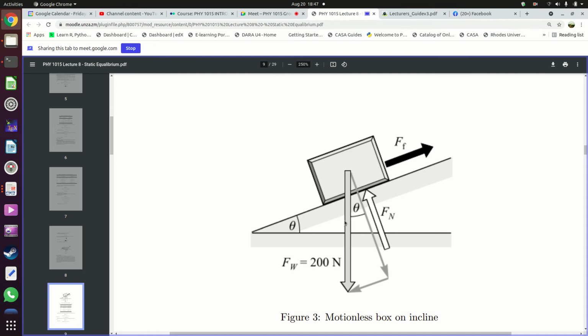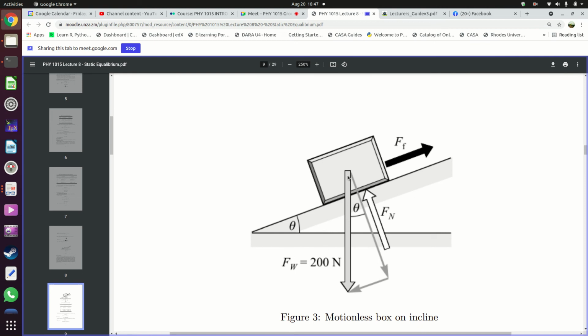Okay. Now this 200 Newton can be broken up into an X component, which is what is shown here, and a Y component, which is what is shown here. But we're going to do this breaking up when we are working out the components of the weight. So what we are going to do is the following.